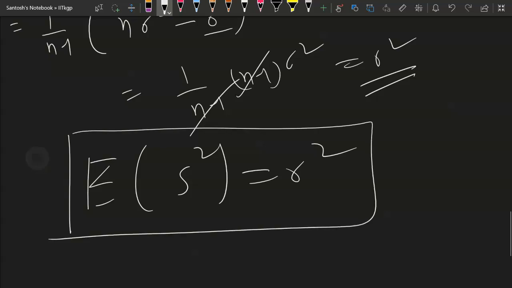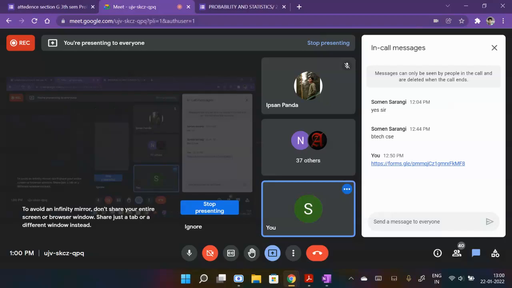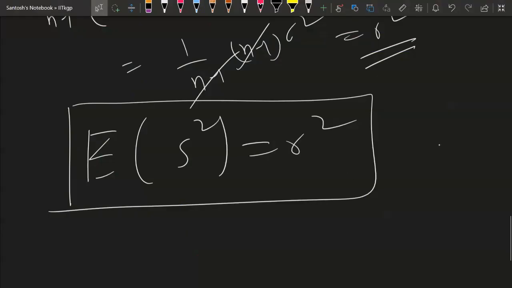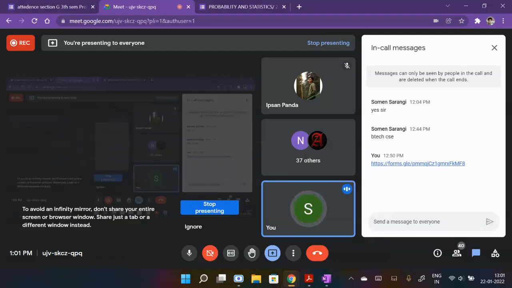In a hurry, I did something wrong, as we have no more time, that's why I did this. The conclusion is that S square is the unbiased estimator of sigma square, that's it. So both questions have the answer yes. X bar is the unbiased estimator of mu, and S square is the unbiased estimator of sigma square. You can see that proof in the book, the proof is given. And that second proof I also gave.